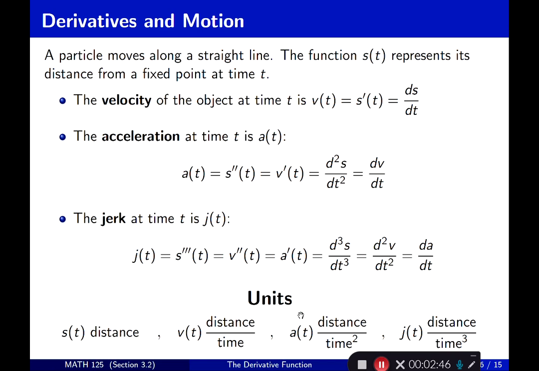Now, units for these are: for s of t, the units of distance; for v of t, units of distance over time; then a of t, units of distance over time squared; j of t, distance over time cubed.